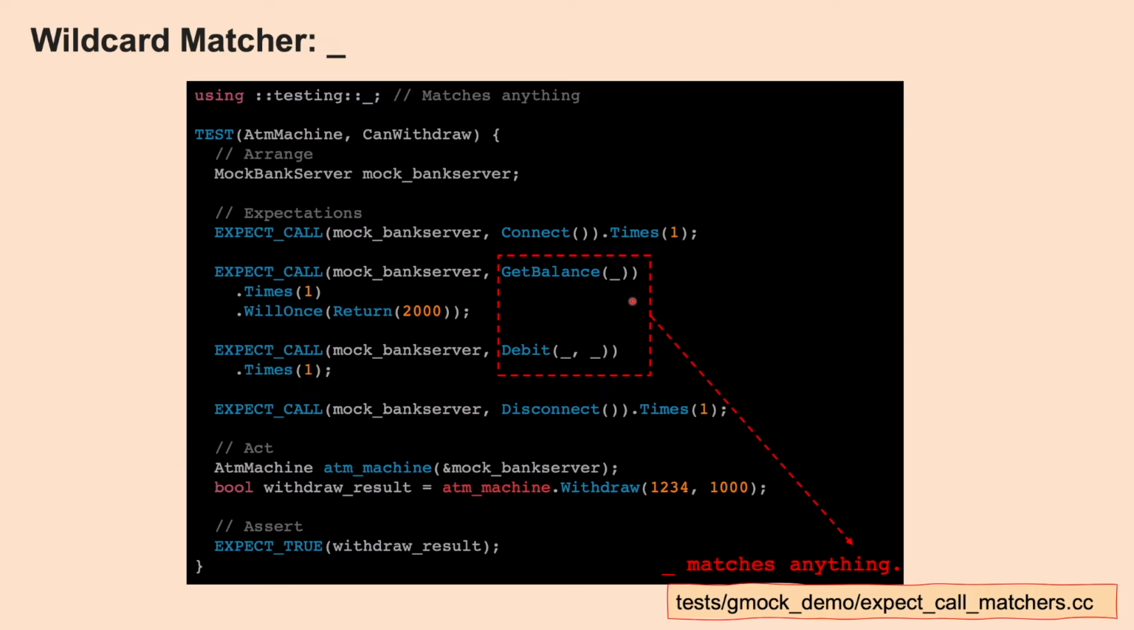Here is an example of a complete test for our ATM machine with underscore. First I'm saying that expect connect to be called, then getBalance should be called with any parameter, for which it returns 2000, and then debit should be called with any parameter. Finally, disconnect should be called. And now when withdraw is called, because I provided 2000, I should see the result to be true. And you can run this example yourself from this path.